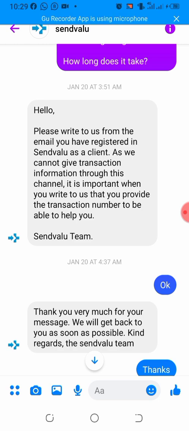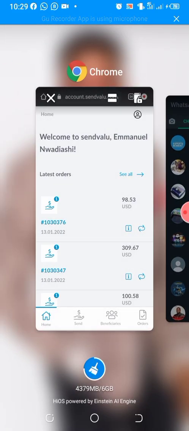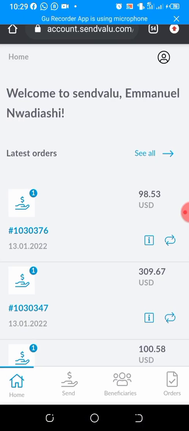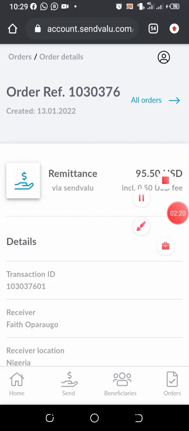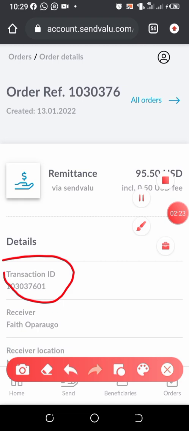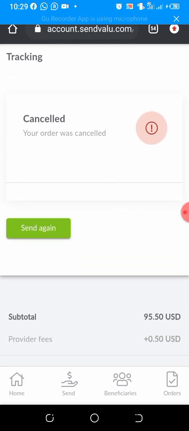So when I got this message from them through Facebook Messenger, I had to go into my Sendvalu account. I clicked on this information icon and copied the transaction ID. This is it. For all three of my transactions that were cancelled, I did the same thing, copied their transaction ID and sent to them. As soon as I did that, the next 24 hours was when they responded with that email I just showed you, telling me that the money had been sent.